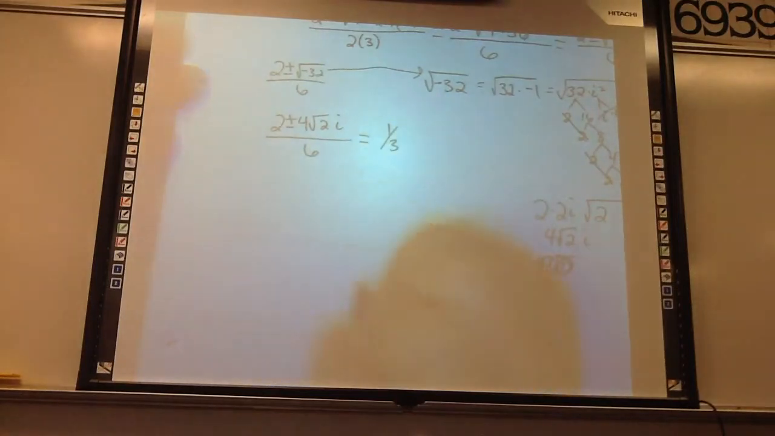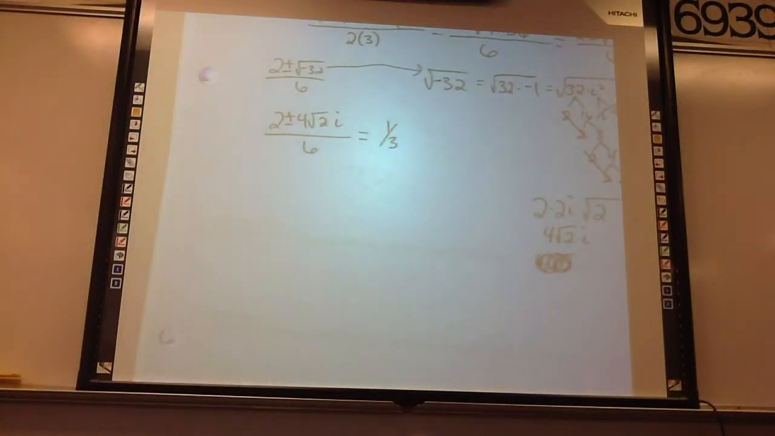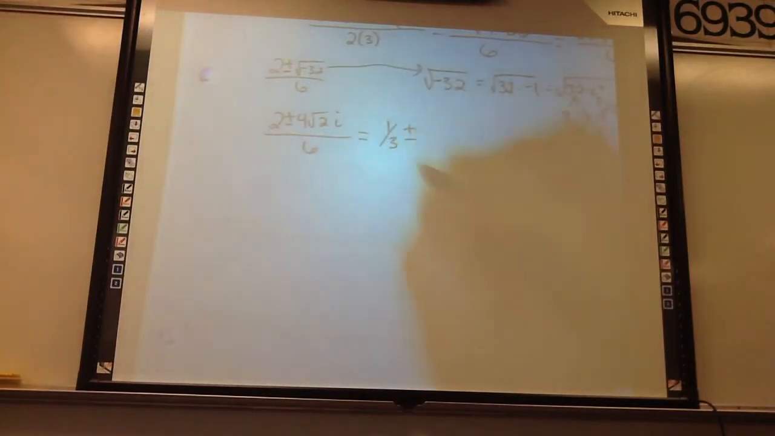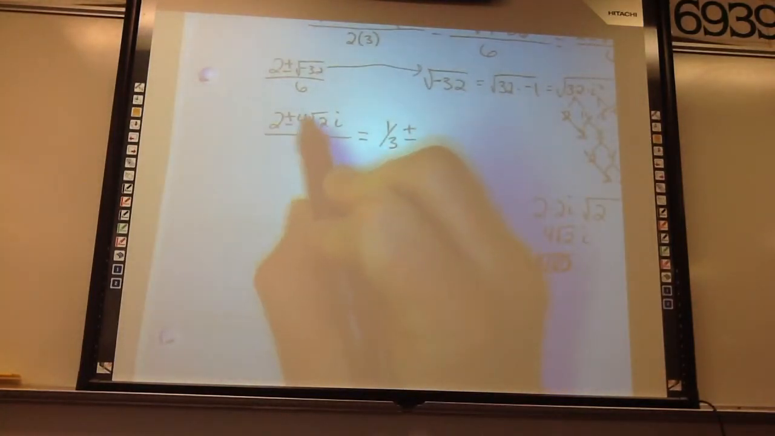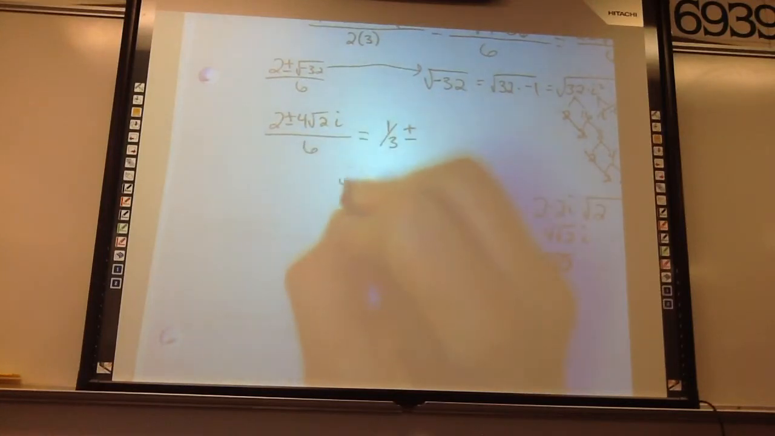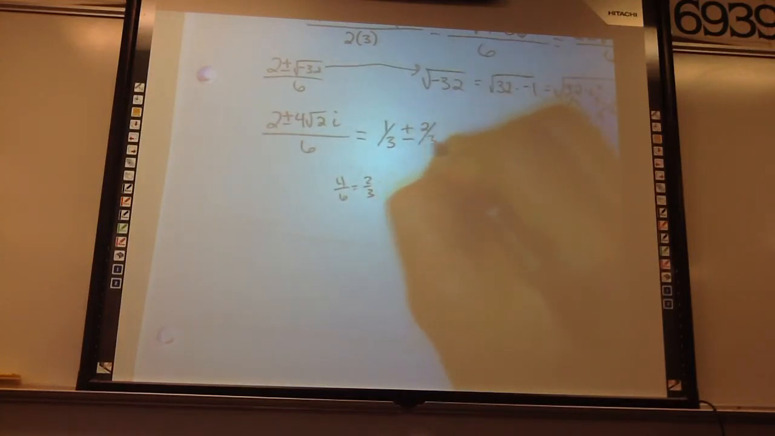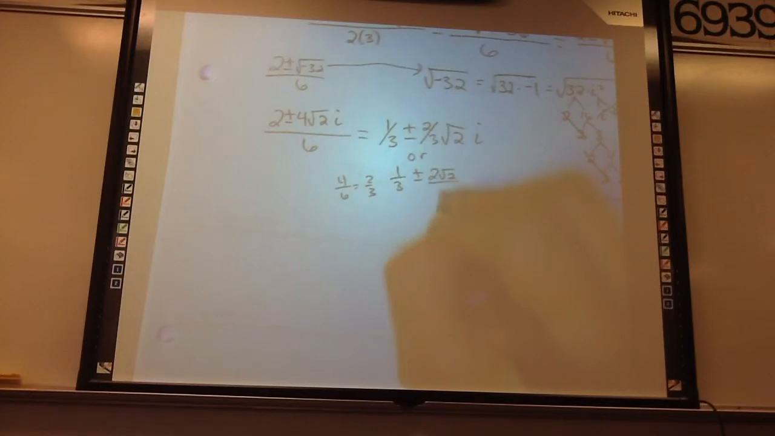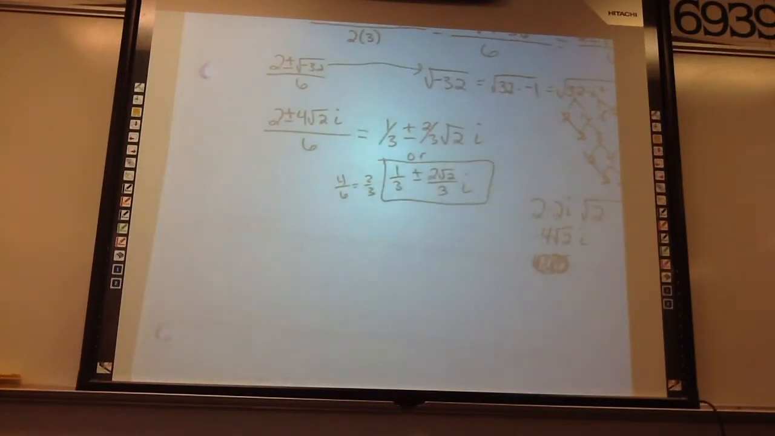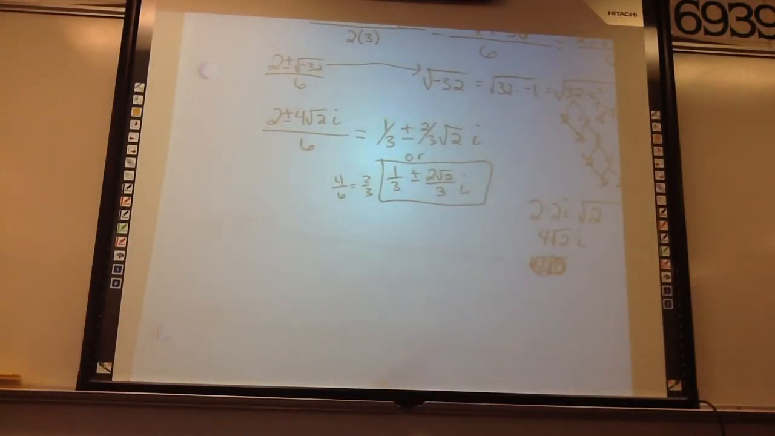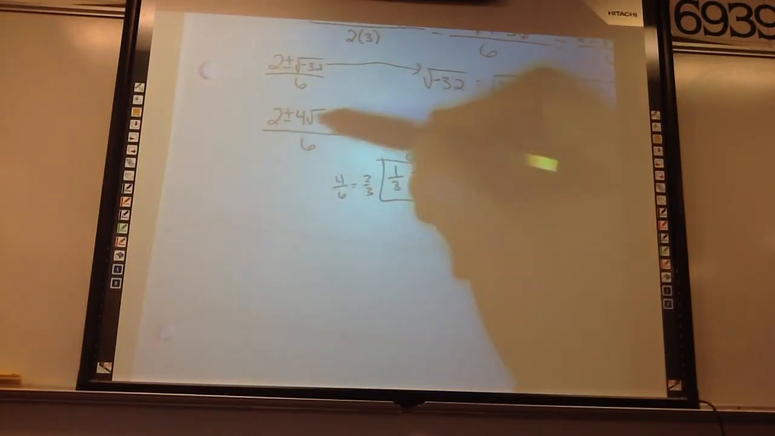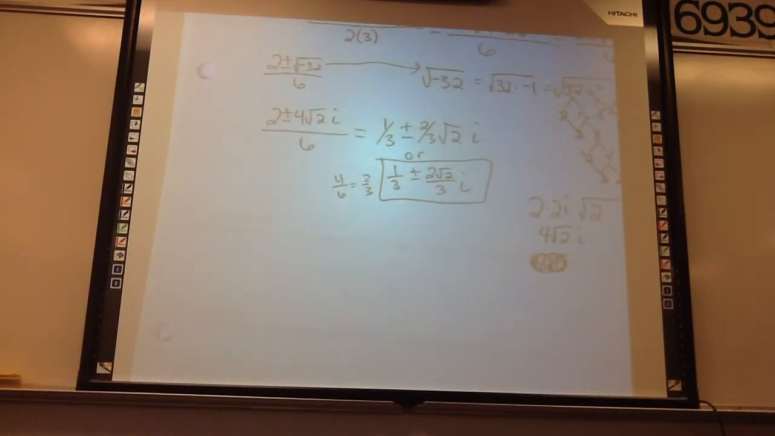And 4 root 2 divided by 6. Now it's a little more complicated, only slightly. All you do is divide the number in front of the root by the 6. So 4 over 6 is 4/6, which is 2/3, right? So you could either write 2/3 root 2i, which is kind of weird, or you could write it as 1/3 plus or minus 2 root 2 over 3 i. That's the best way. I just reduced 4/6 to 2/3. I divided both numbers by 6.